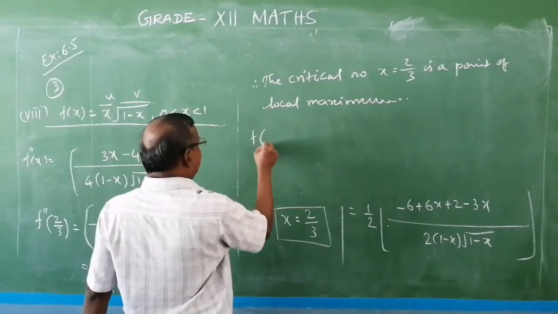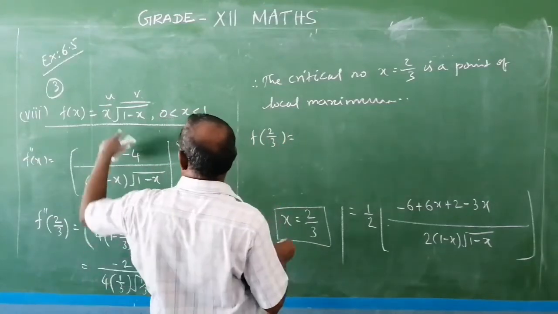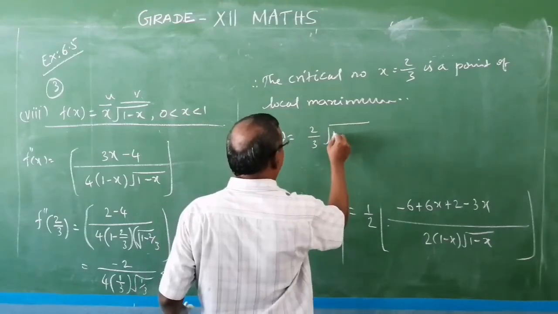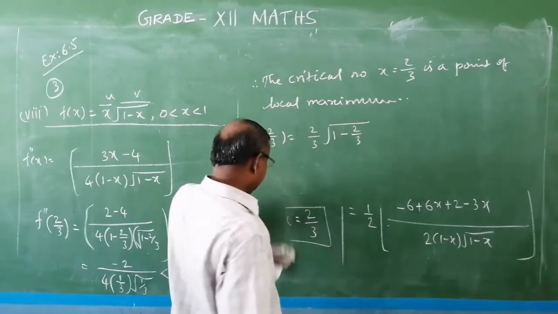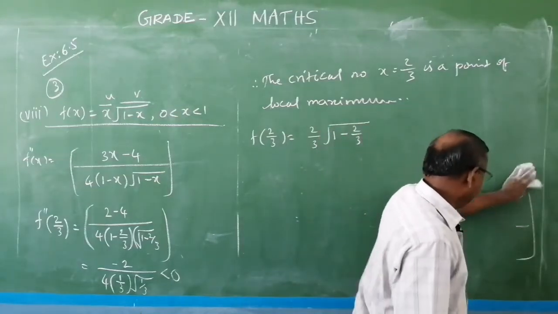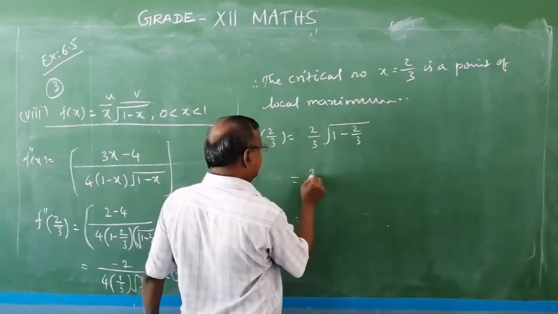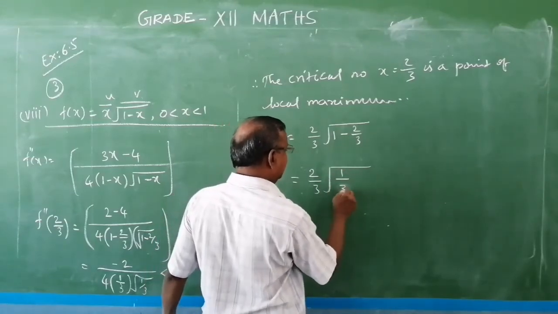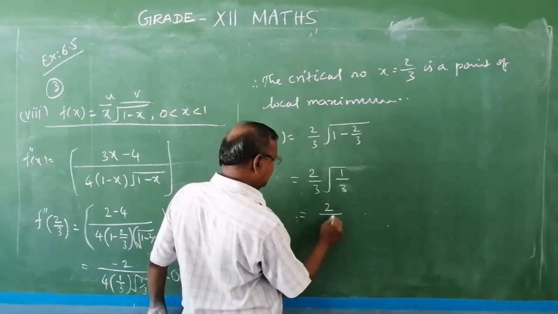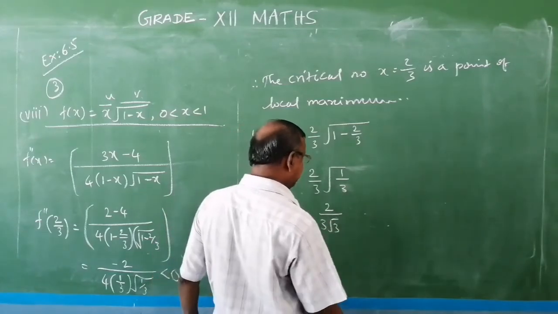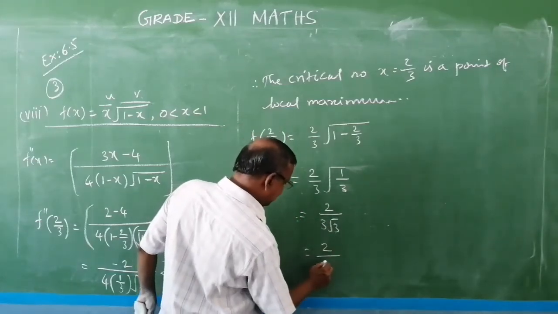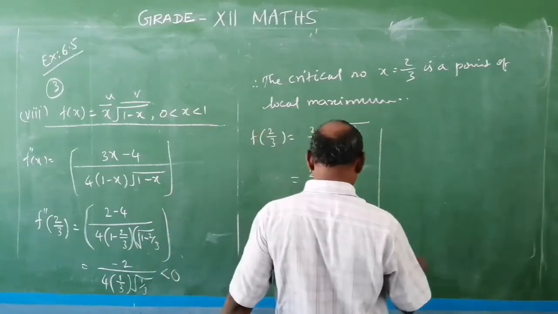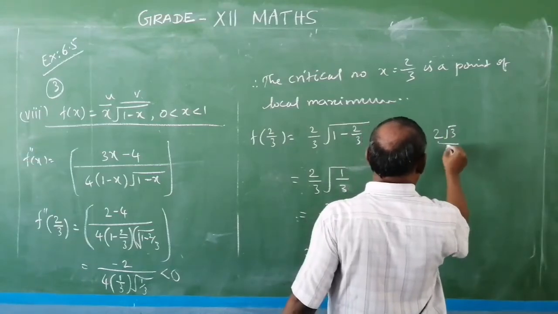So now f of 2 by 3 equal to x, 2 by 3 into root of 1 minus 2 by 3. That is equal to 2 by 3 into root of 1 by 3. That means 2 divided by 3 into root 3. Now rationalizing the denominator, we have 2 by 3 into root 3 into root 3 by root 3, which is equal to 2 root 3 by 9.